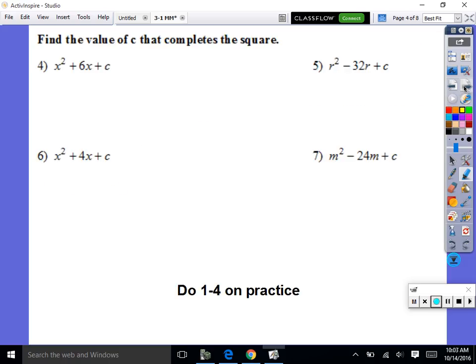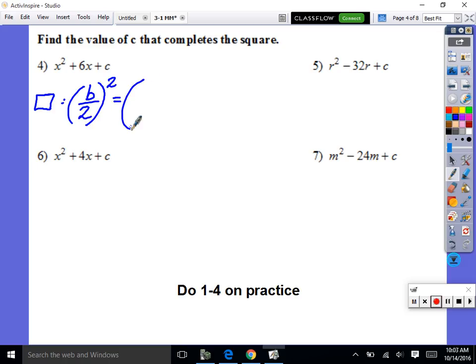So let's start with number 4 on the examples of the teacher worksheet. Here we go. It says, what value of c completes the square? So basically, you're finding what makes this a perfect square. So you'd say to yourself, okay, we know that you use b to find what will make this a perfect square. You take your b value divided by 2, squared. That's something you'll have to have memorized.